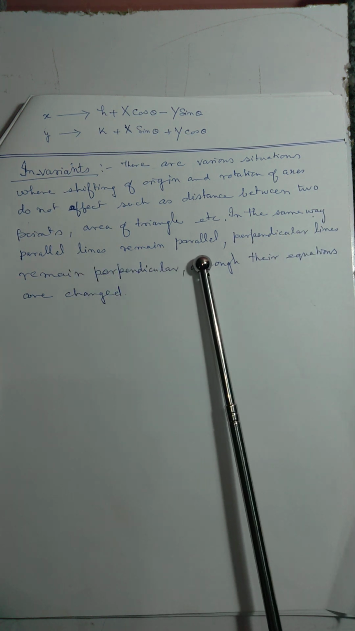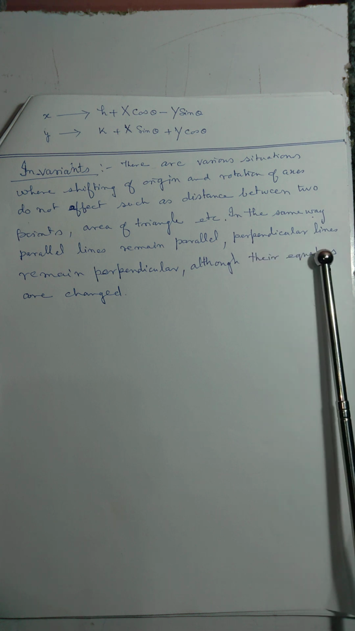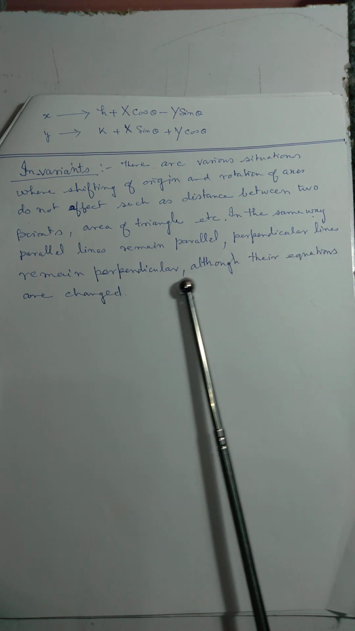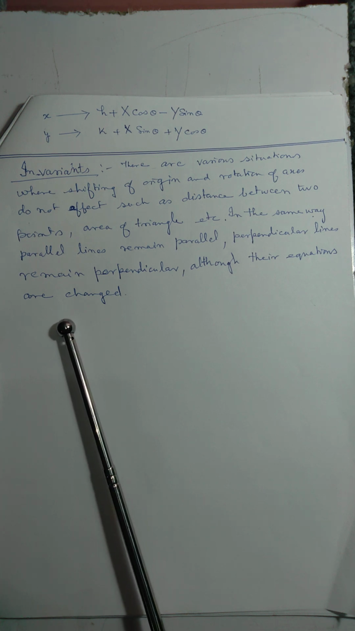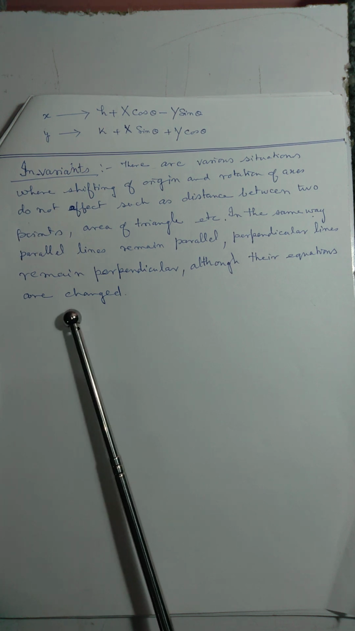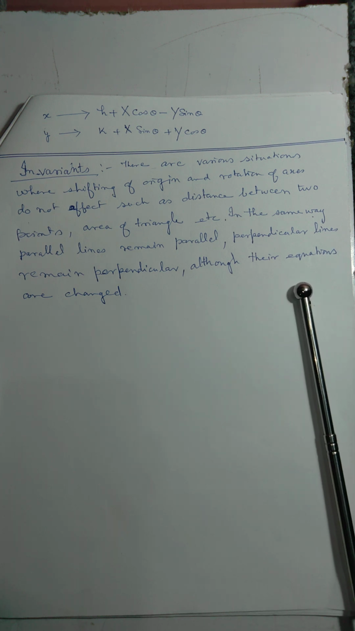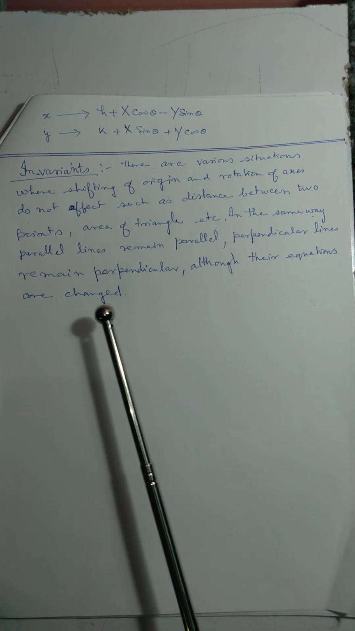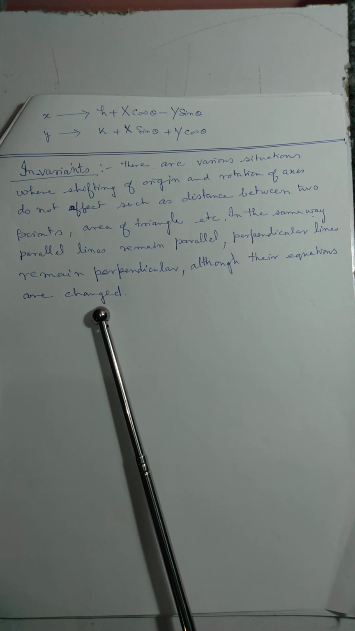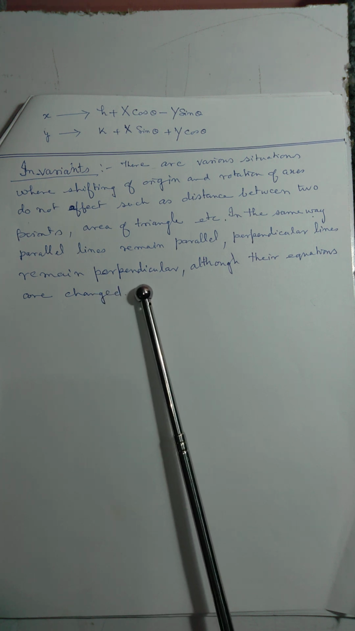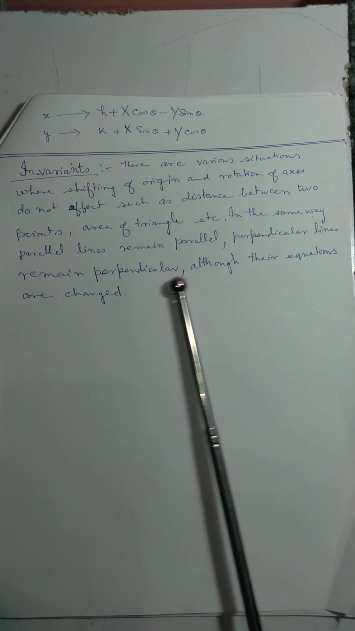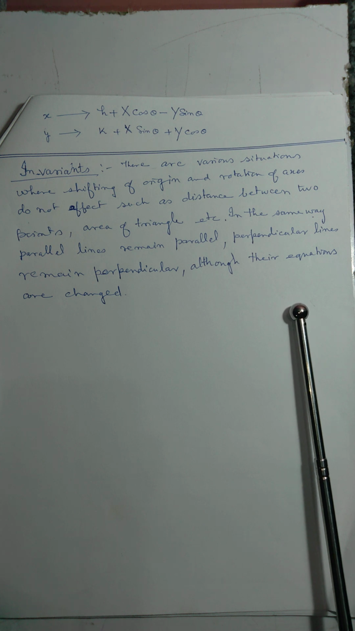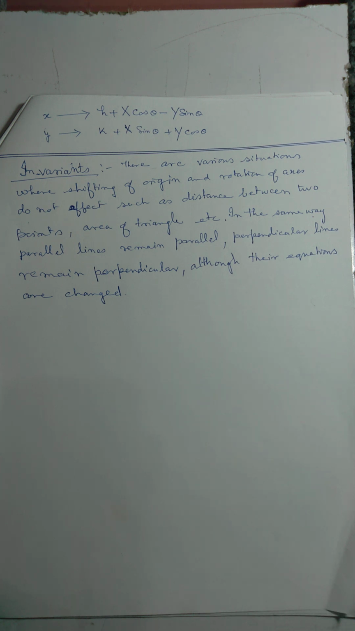In the same way, parallel lines remain parallel. Perpendicular lines will remain perpendicular, although their equations are changed. There may be some changes in the equation, but they will remain perpendicular if they are initially perpendicular. The lines which are parallel to each other will remain parallel to each other, only there will be a little bit of change in the equation of the line. That's all.